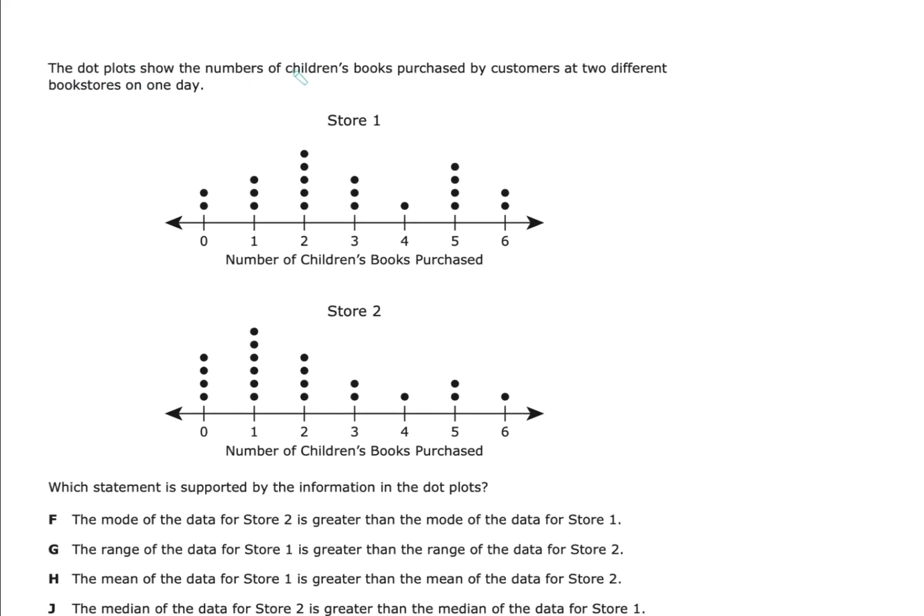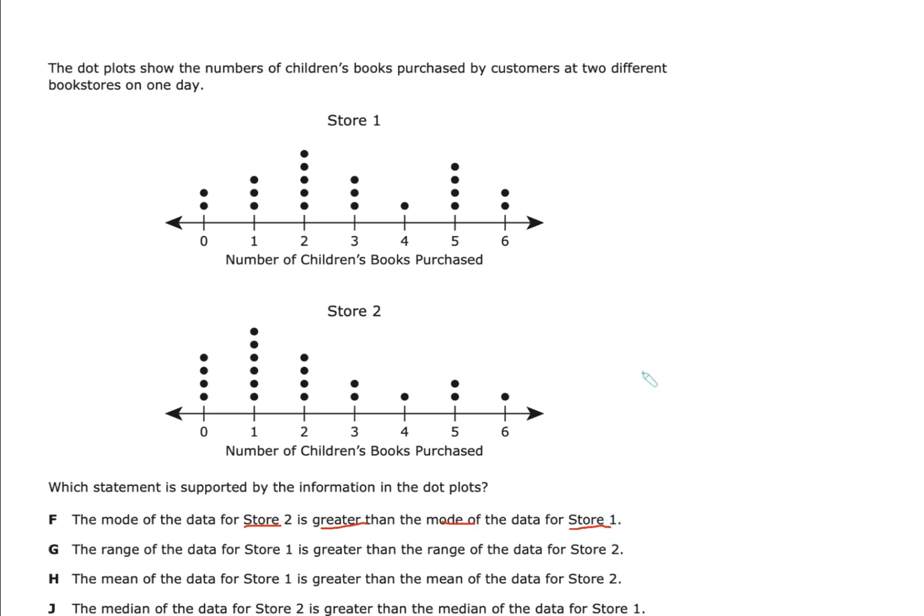The dot plot shows the number of children's books purchased by a customer at 2 different bookstores on one day. So this is store 1 and this is store 2. And we have the number of children's books purchased. And they want to know which statement is supported by the information in the dot plots. So notice in this question, they're asking us about certain things that we found before, like mean, median, mode, and range.